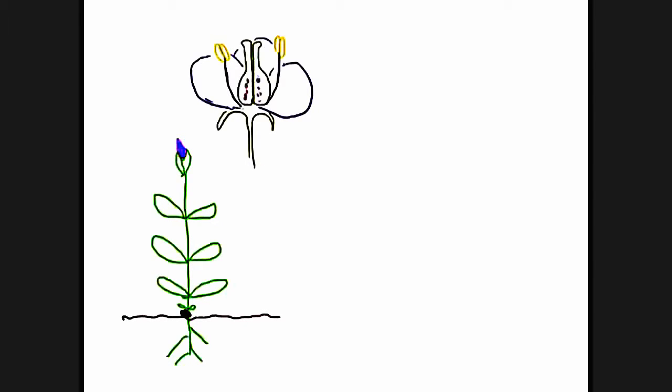Here's a flower. Let's go through the flower parts. So here we have sepals. Those are often green. And then there's petals. Then this whole thing here is a stamen. And the top of the stamen is the part that makes the pollen. It's called an anther.